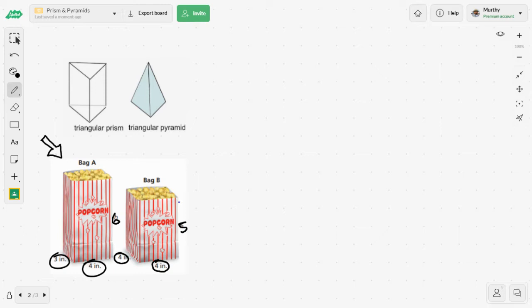So which one holds more? I know that in cinema theaters they give a very small base and a very tall pack, and it appears that it is holding a lot, but it is not. If the base is really very small, it holds very little quantity, but if it is a long one, it appears to be holding a lot of popcorn, but that is not true. So this is how you are being cheated, right?